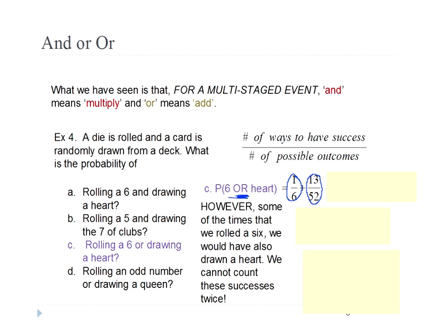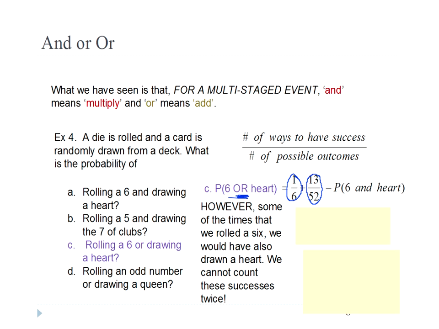Now I know that you could argue that no, once you rolled the 6, you wouldn't even pick up the heart because you already won the game. Let's consider that we're doing this at the exact same time. You randomly pick a card and roll the dice at the same time. So what we need to do is make sure that we're only counting these once.